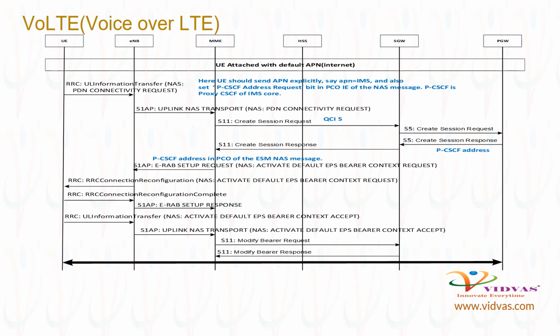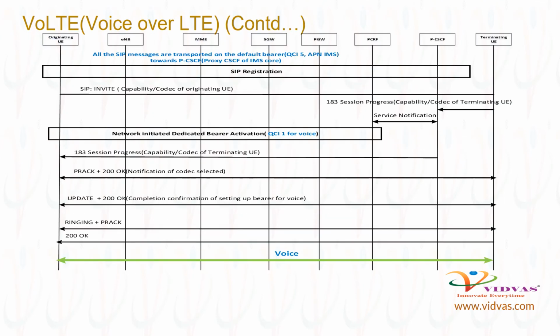UE receives the NAS message and sends NAS activate default EPS bearer context accept message to MME. After receiving NAS activate default EPS bearer context accept from UE, MME sends modify bearer request to SGW with ENB FTE ID for downlink. SGW sends modify bearer response to MME. Now UE has end-to-end data path established for both uplink and downlink on the IMS PDN connection. All the SIP messages are transported on the default bearer of IMS APN towards proxy CSCF address.